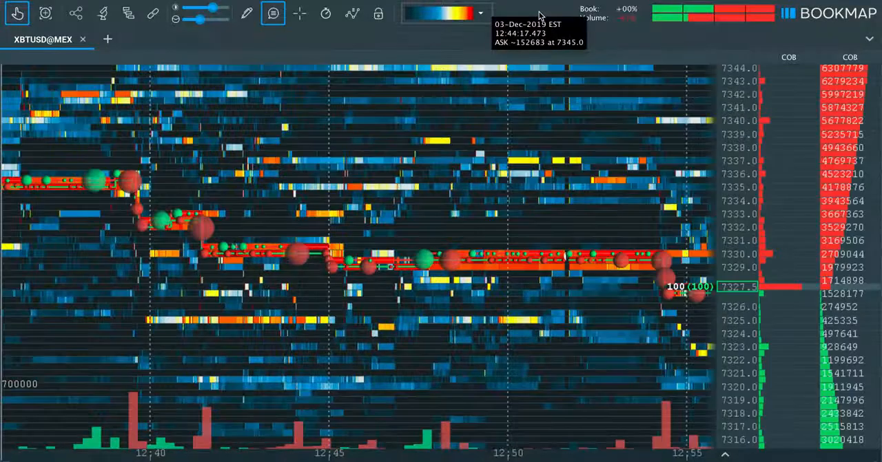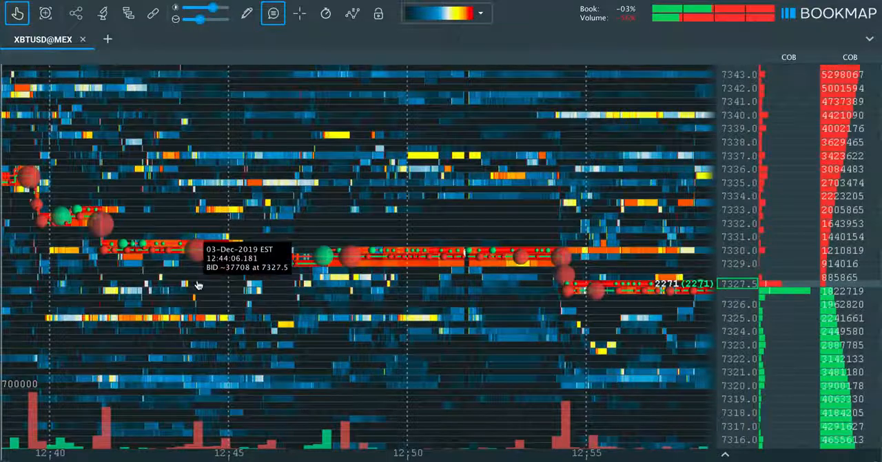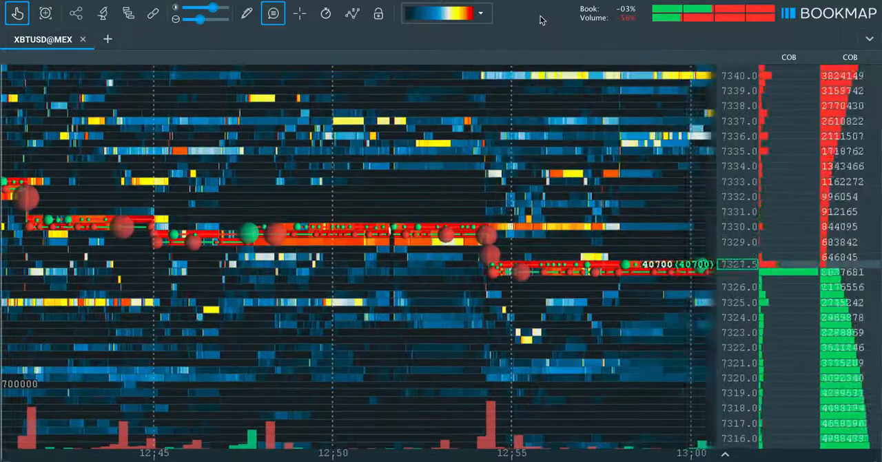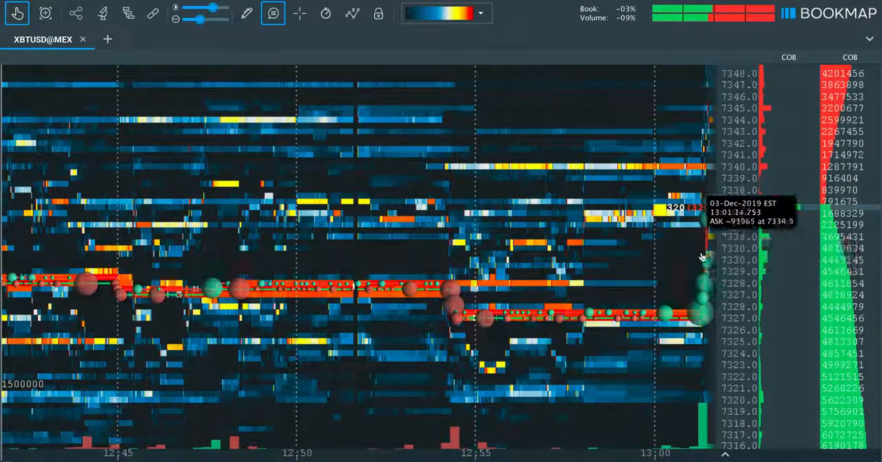Are we going to see any demand coming in here? Nope. Price just continues to fall. So price has fallen very, very slowly. It doesn't really look like anything spectacular is happening demand-wise. Now we get a very strong demand run.